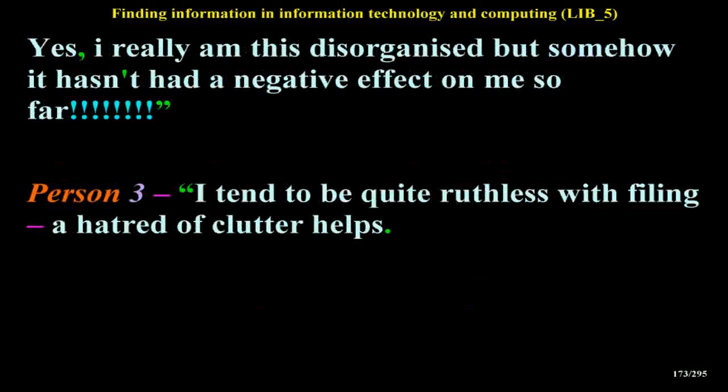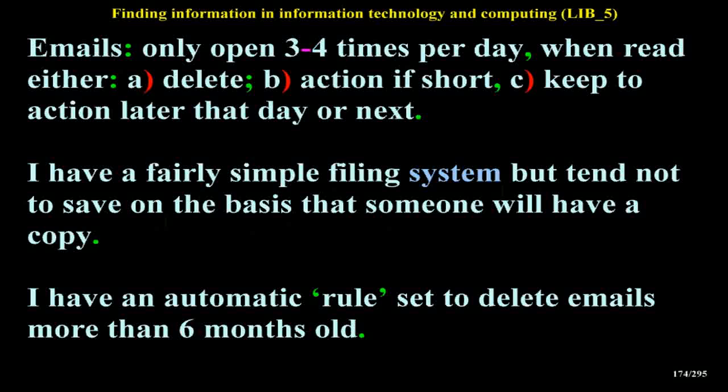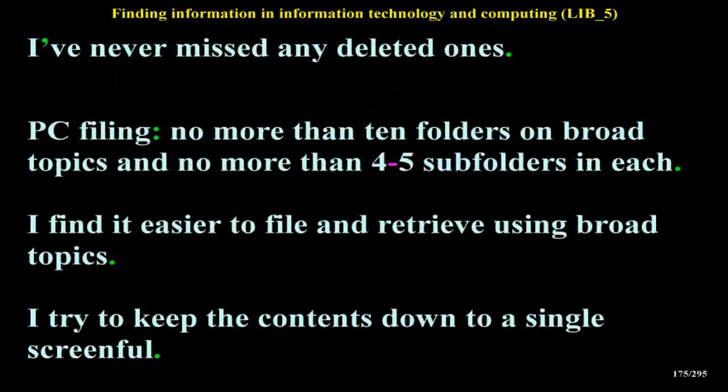Person 3. I tend to be quite ruthless with filing. A hatred of clutter helps. Emails: only open 3-4 times per day, when read either A, delete, B, action if short, C, keep to action later that day or next. I have a fairly simple filing system but tend not to save on the basis that someone will have a copy. I have an automatic rule set to delete emails more than 6 months old. I've never missed any deleted ones.